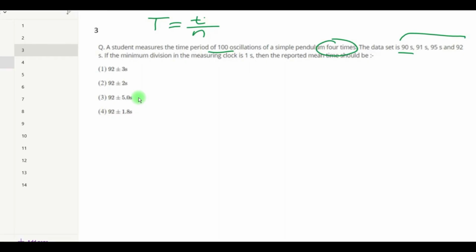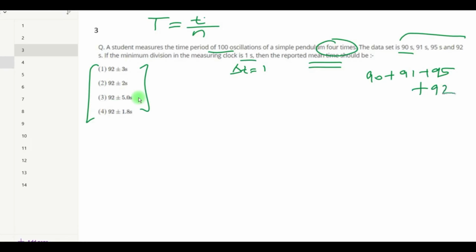Now if the minimum division in the measuring clock is 1 second, which means delta t is 1, we have to find out the reported mean time. So first, if you look at the options, this 92 is common among all of them, so we might as well not solve it. But for your explanation, what we can do is take all of the 4 values and take the average. So 90 plus 91 plus 95 plus 92 divided by 4. If you solve this, you will get 92 seconds. So that is the mean time.